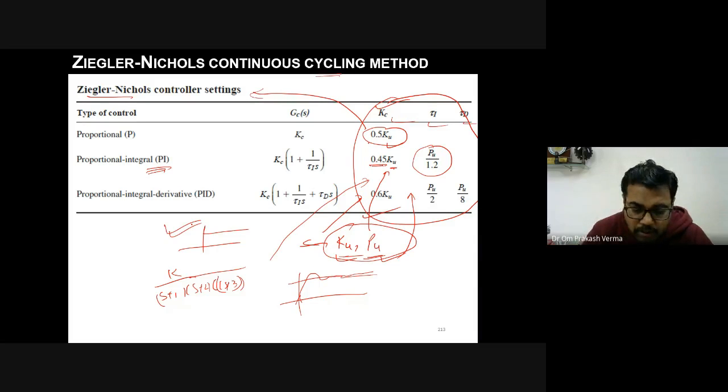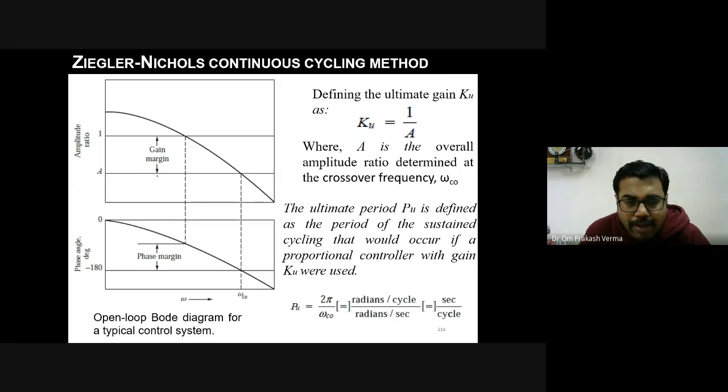Okay. Let us move ahead. Now our target is to calculate the value of Ku and Pu at any how and any cost, right? Now understand what Ku is. What is the Ku? Ku and Pu are calculated at the sustained oscillation, okay, and this Ku is defined as the ultimate gain. Ku is equal to 1 upon A. And what is A? A is the overall amplitude ratio determined at the crossover frequency omega c.